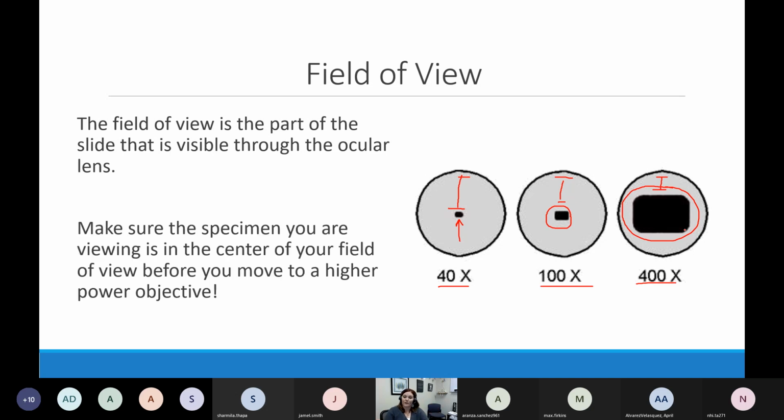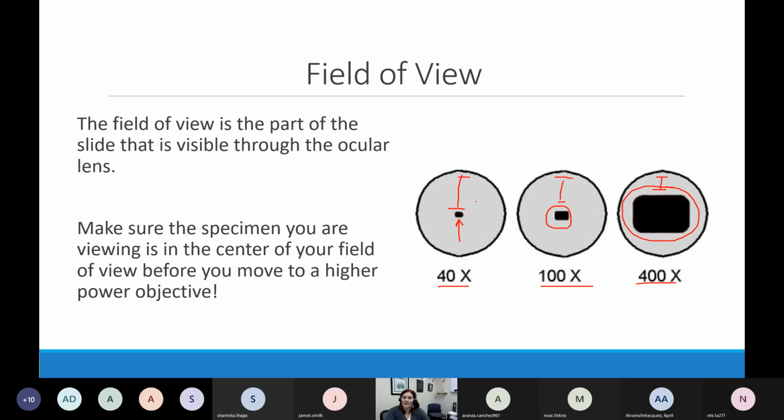The reason that field of view matters is because as we go from the scanning objective to the low power to the high power, you need to make sure that what you're looking at is in the very center of your field of view. If it's in the center, you'll still be able to see it.